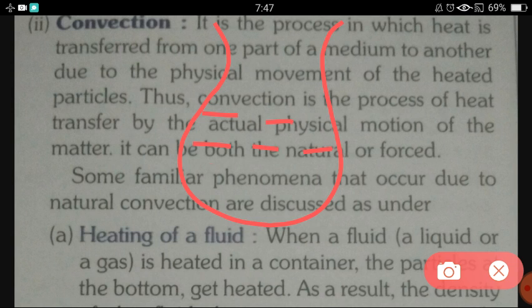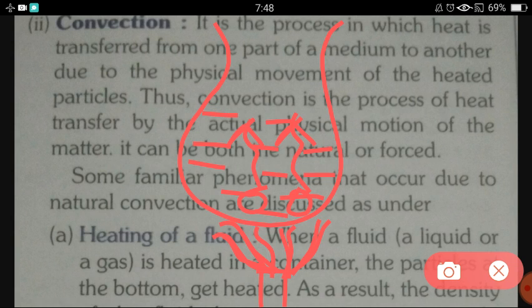With the help of a lamp you start giving heat to the water. After some time, what will you observe? You will observe that some bubbles are created at the bottom, and those bubbles are going in the upward direction.